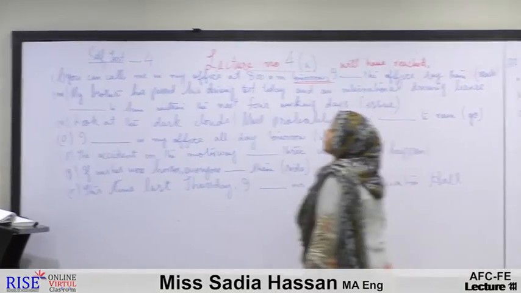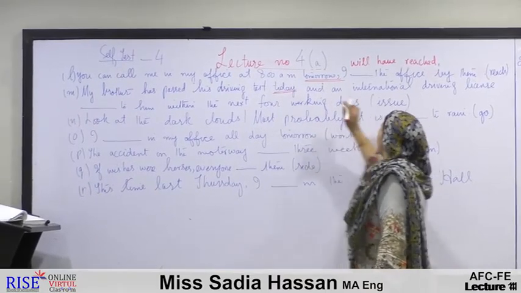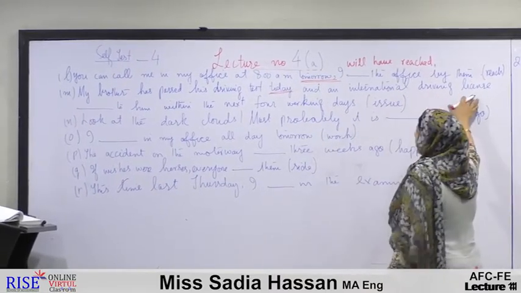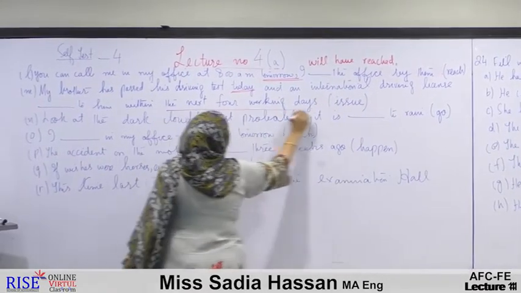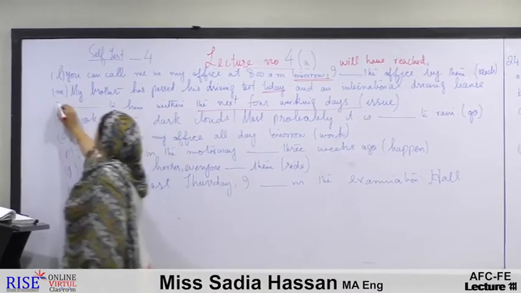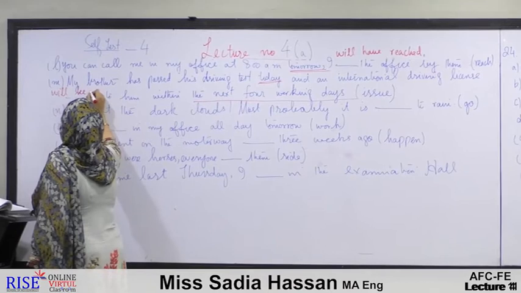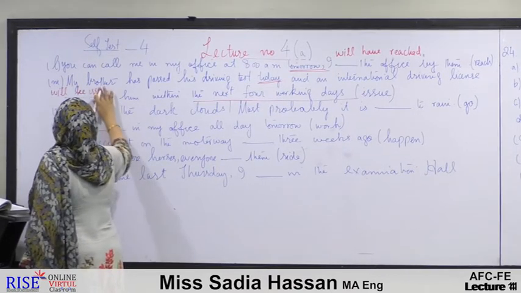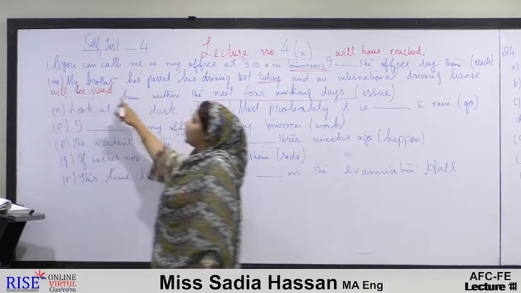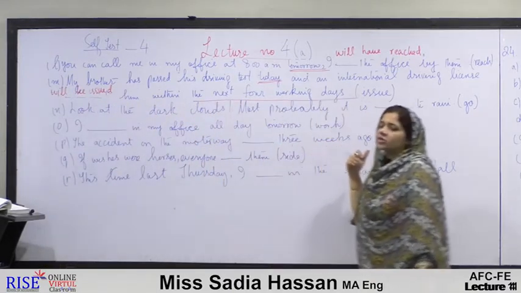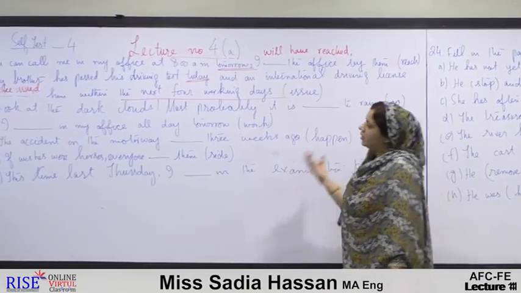My brother has passed his driving test today. Today is there. Fine. And an international driving license will be issued. Issue is there, so I'll be using will be issued. Issue has been provided to us as a verb. I am using will be issued to him. The sentence is passive, that the brother will be provided with a license.